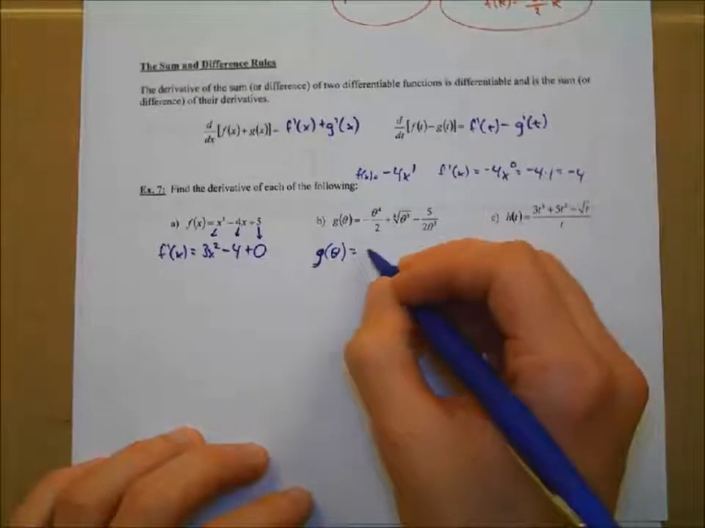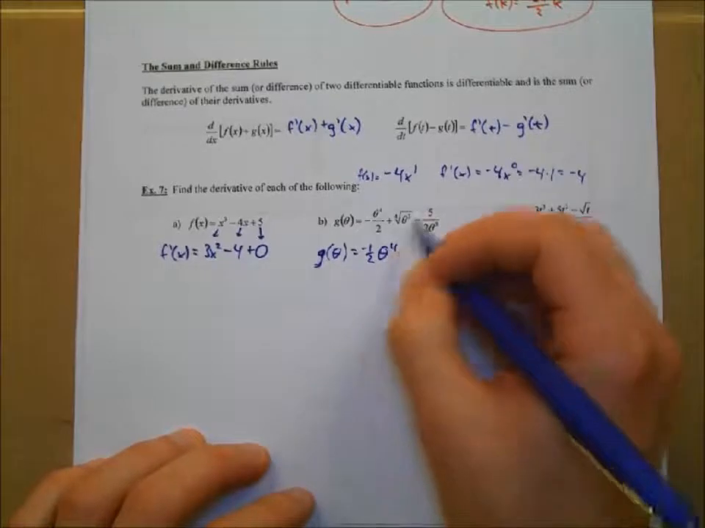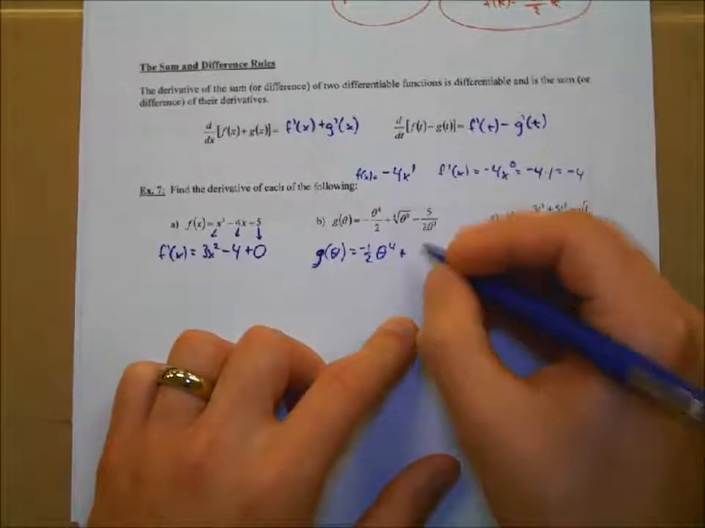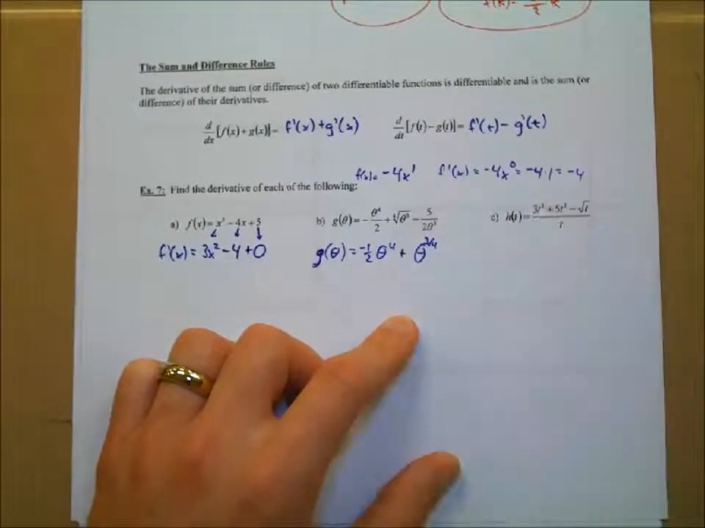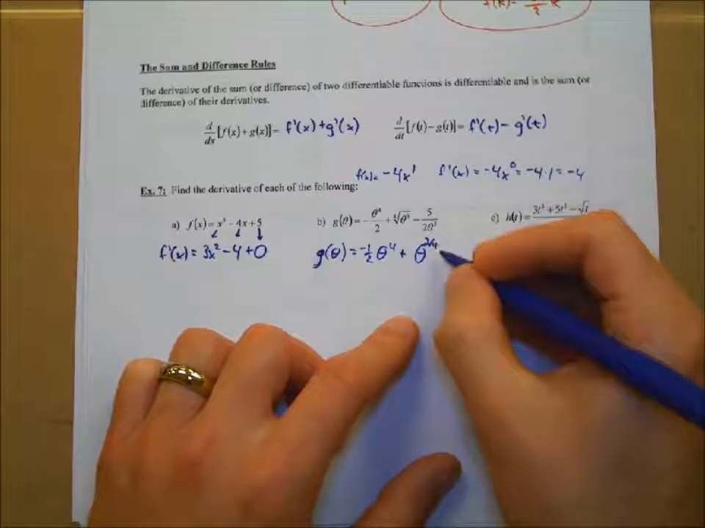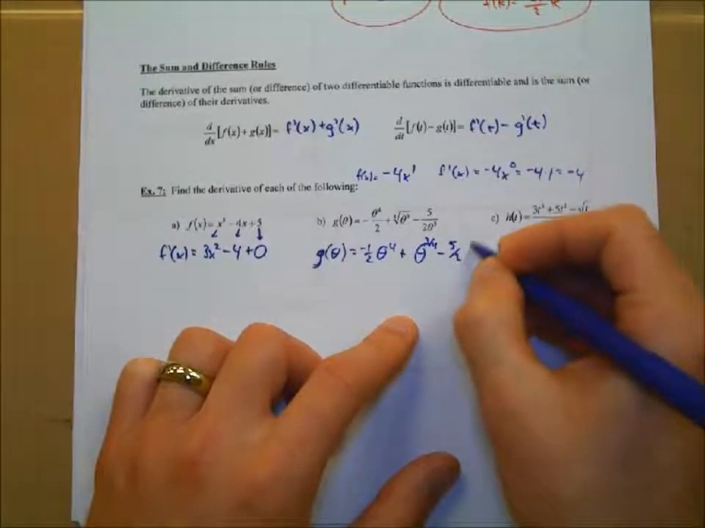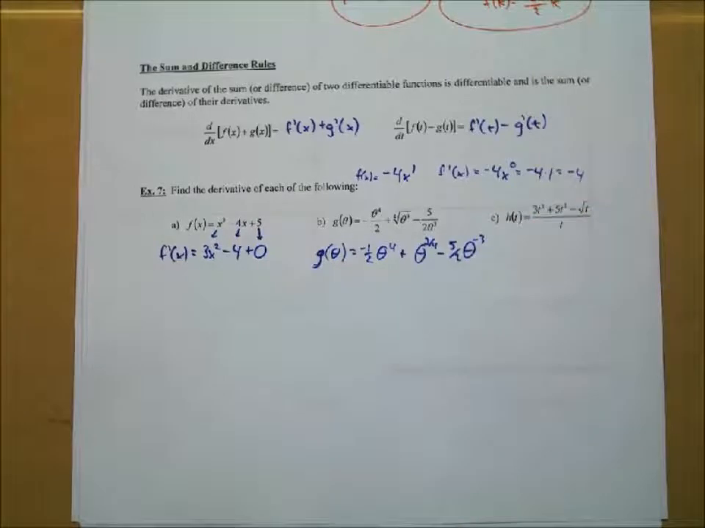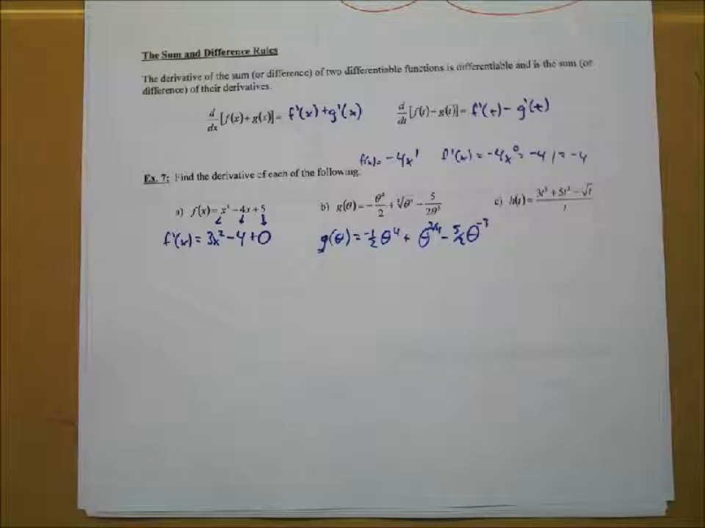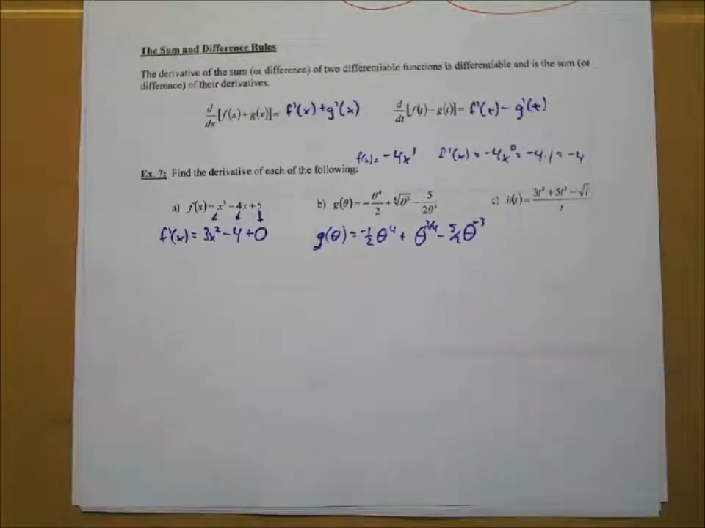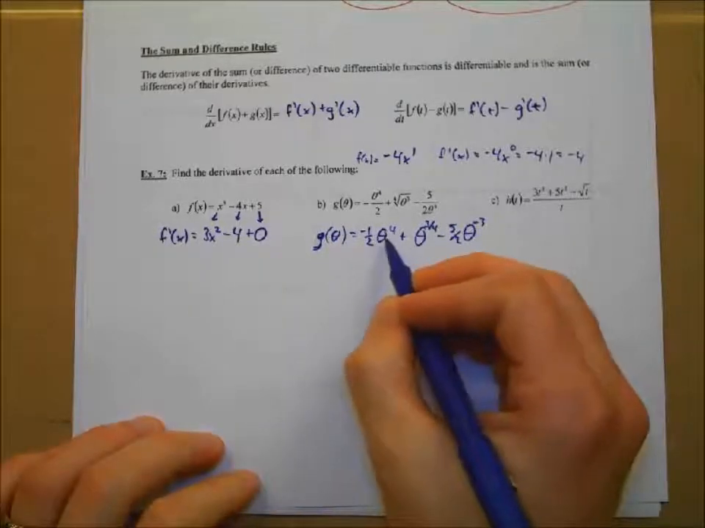All right, we'll have negative 1/2 theta to the 4th. Okay, so I'm going to leave that. Plus this 4th root of theta cubed, that becomes theta to the 3/4. And then this right here, minus 5/2 theta to the negative 3. All right. So now we are all in a format where we can take the derivative here. Everything has a coefficient and then is like the power rule.